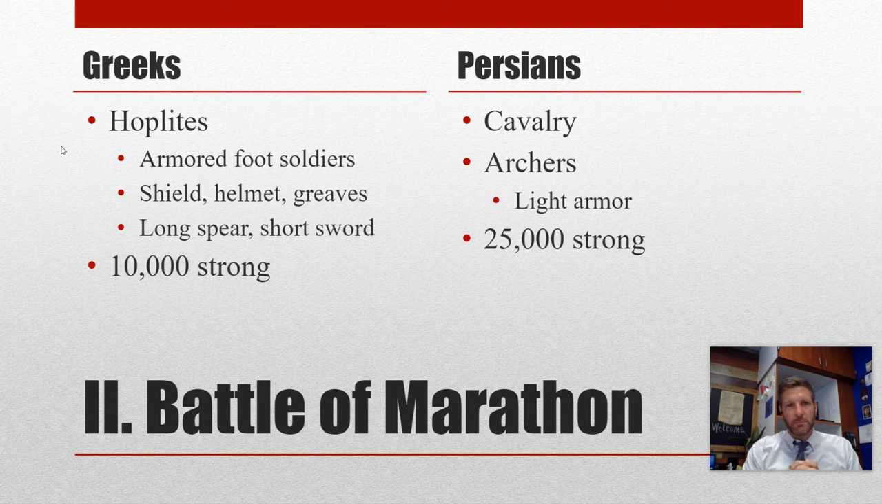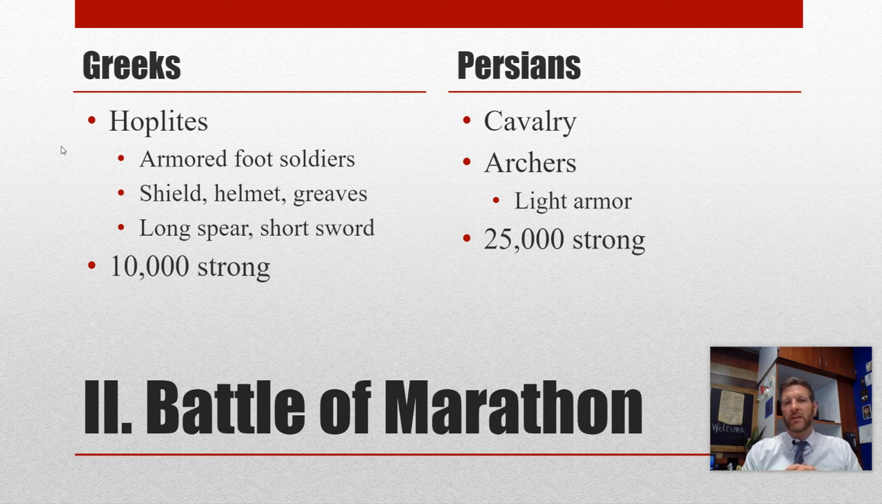The way the two forces measure up is, the Persians first. They number 25,000 strong. They have a number of cavalry, which are horse-mounted troops, and also archers, which are lightly armored, but they can strike at a long distance. They're kind of like the artillery of the day because they can launch over a long distance.